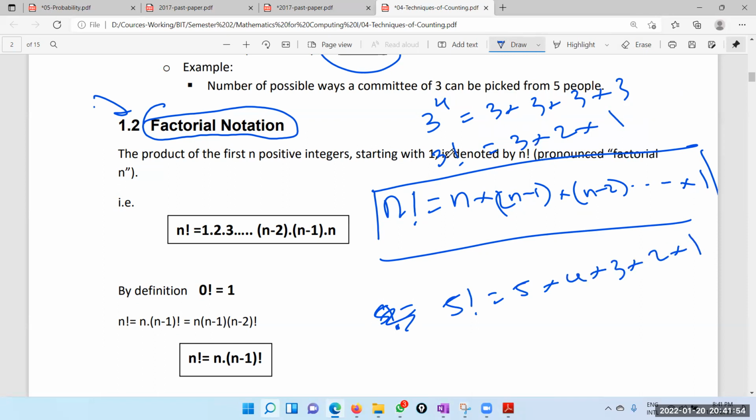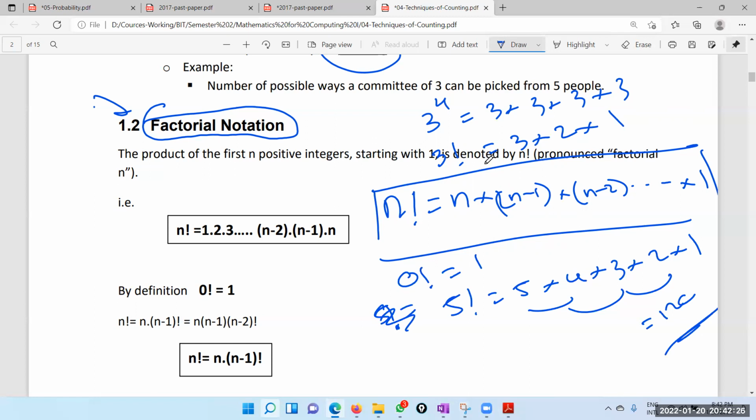Or you can simplify and say factorial 3 is 6. Factorial 5: 5 into 4 is 20, 20 into 3 is 60, 60 into 2 is 120. So therefore factorial 5 is 120. That is factorial notation. And by definition, factorial 0 is 1. So why do we take it as 1? Because only then will this combination and permutation concept work.